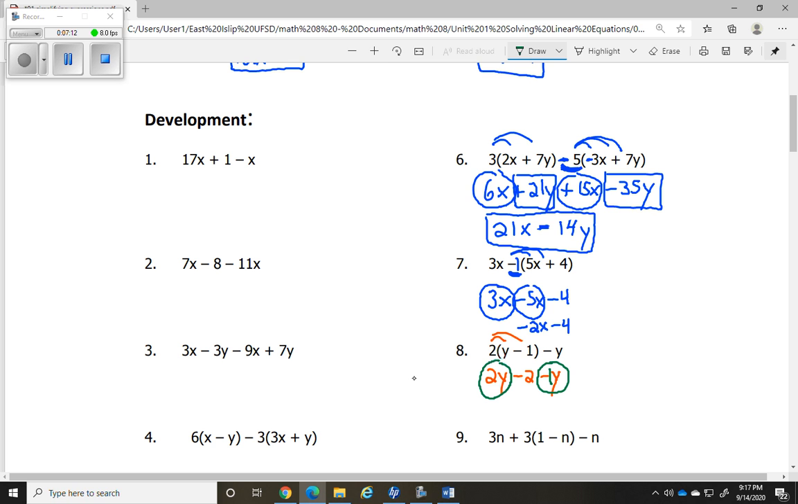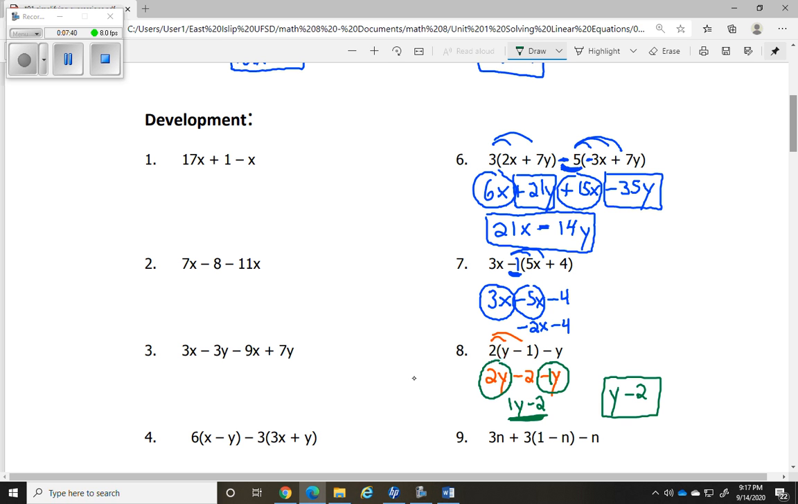It's like a 2 take away 1. 2y take away 1y, I'm left with 1y. This minus 2 isn't like anything, so I'll just write it down. Honestly, you don't have to put a 1 as the coefficient of y. A better way of writing this answer would be y minus 2. This is the nicest way of writing it. I would accept this answer though.